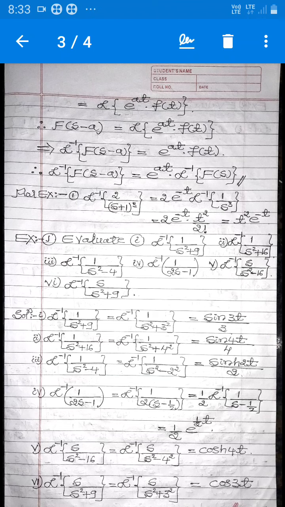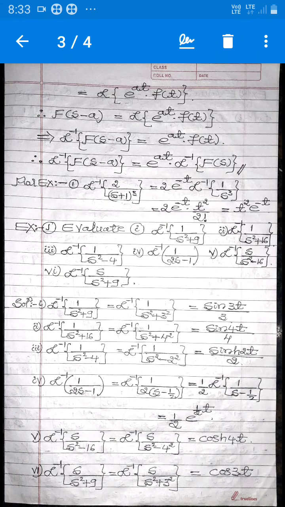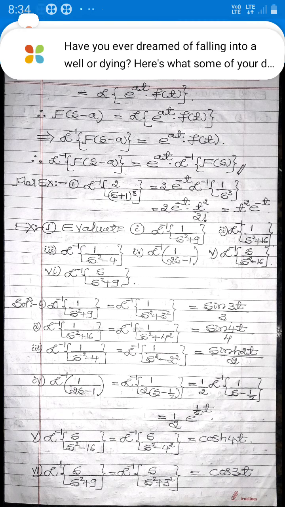Second one, L inverse of 1 divided by s square plus 16. First express the given expression in a known form, which is equal to L inverse of 1 divided by s square plus 4 square. Here, which is of the form L inverse of 1 divided by s square plus a square, which is equal to once again sin at divided by a. Here a is equal to 4, which is equal to sin 4t divided by 4.